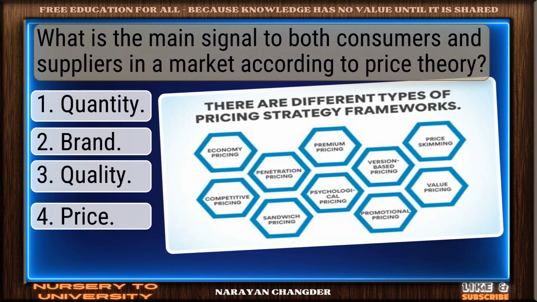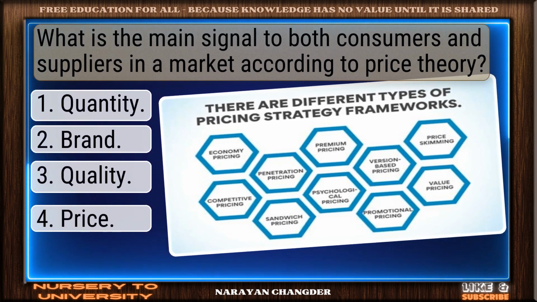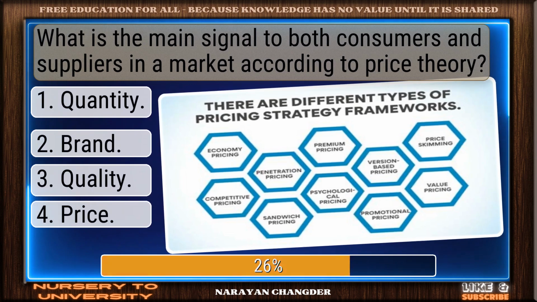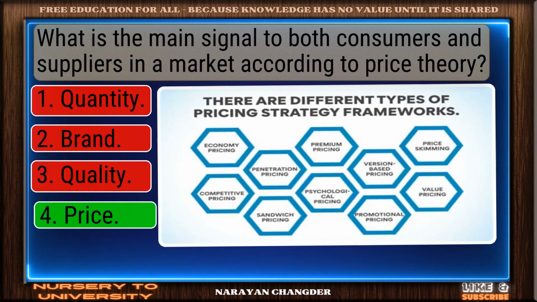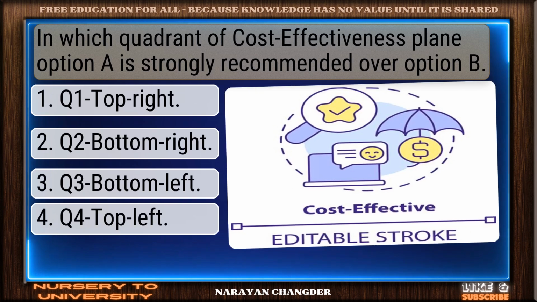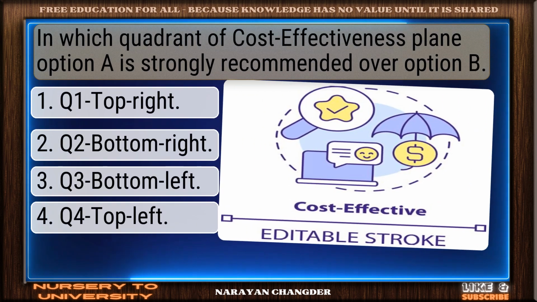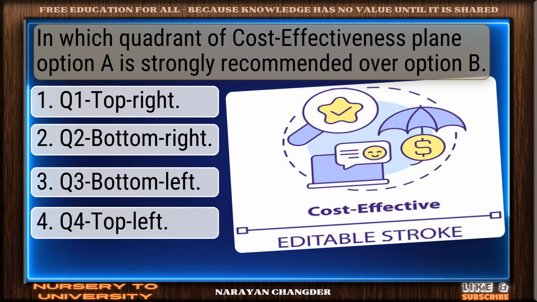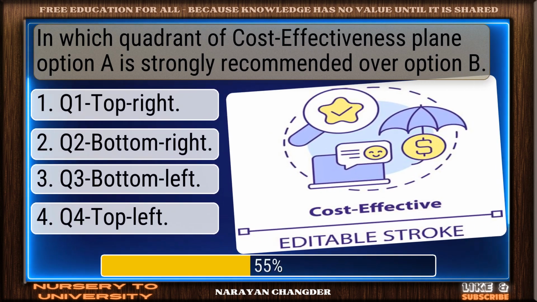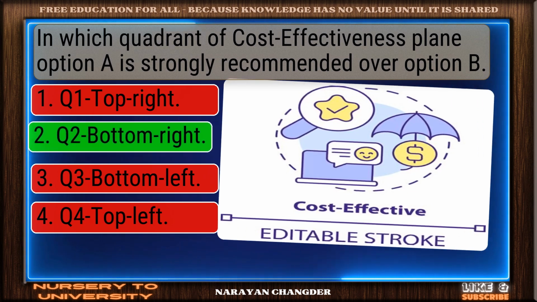What is the main signal to both consumers and suppliers in a market according to price theory? Great job. Price is the accurate answer. In which quadrant of the cost-effectiveness plane is option A strongly recommended over option B? Correct. Q2 bottom right is the right answer.